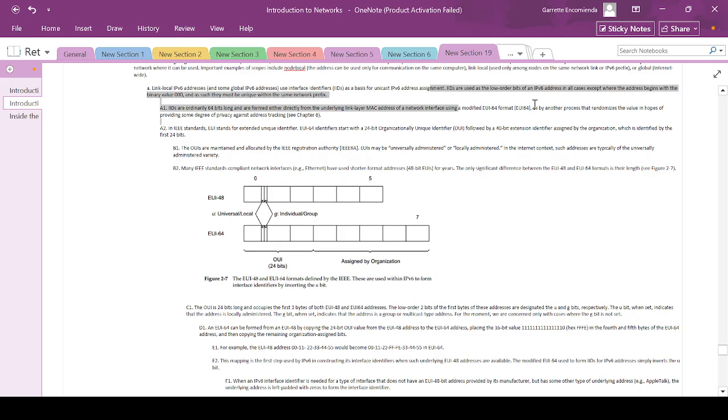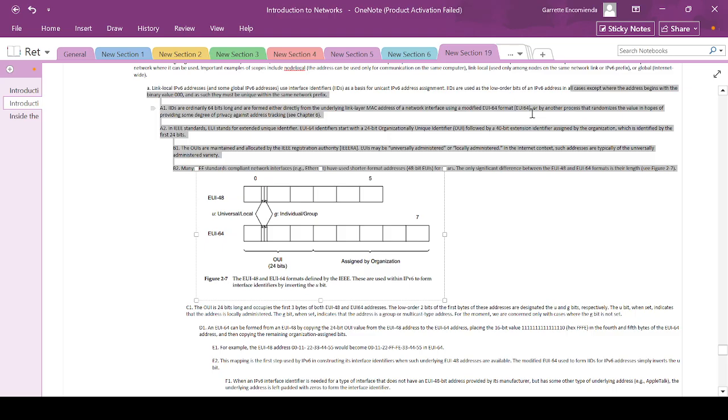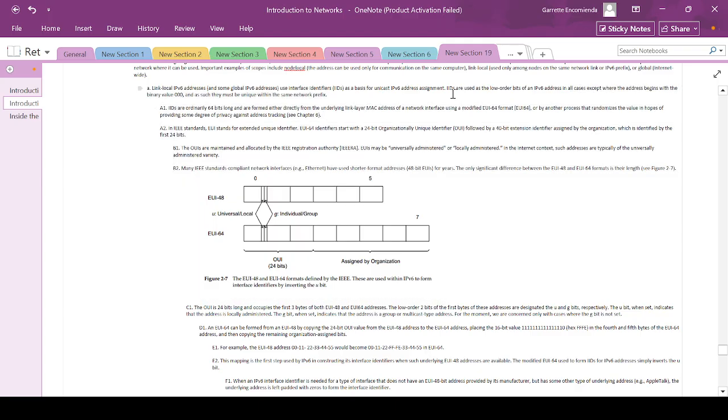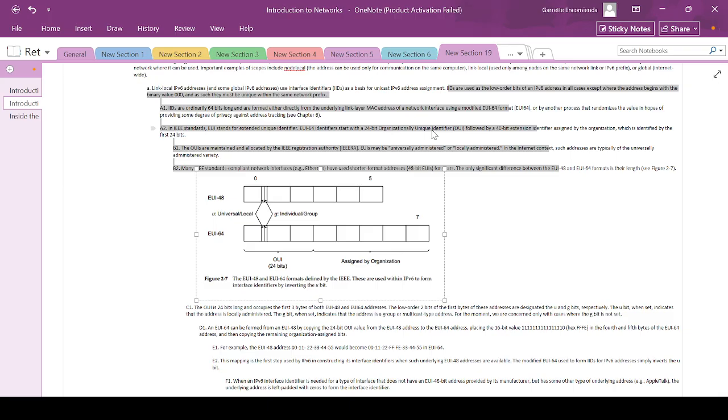IIDs are used as the low order bits of an IPv6 address in all cases except where the address begins with the binary value 000, and as such they must be unique within the same network prefix.